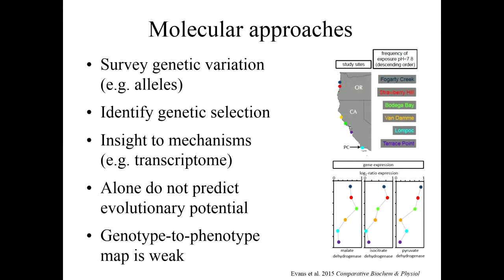Even in humans, where we've been mapping the whole genome and throwing billions of dollars at it, the genotype to phenotype map is still pretty weak. So let alone for animals that we haven't even sequenced, haven't got the genome for. So that's just a word of warning there.